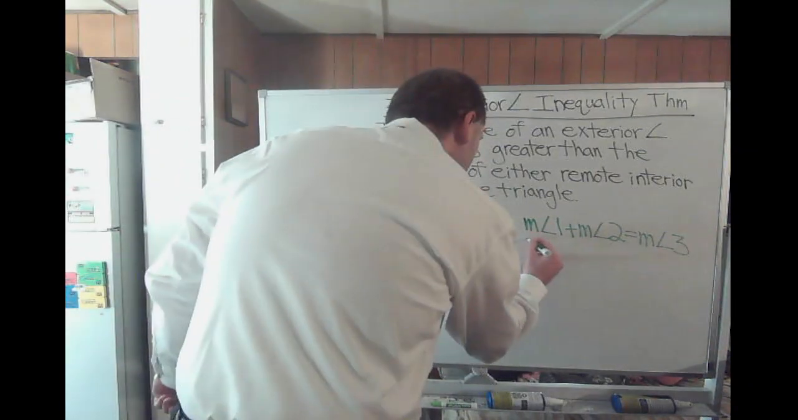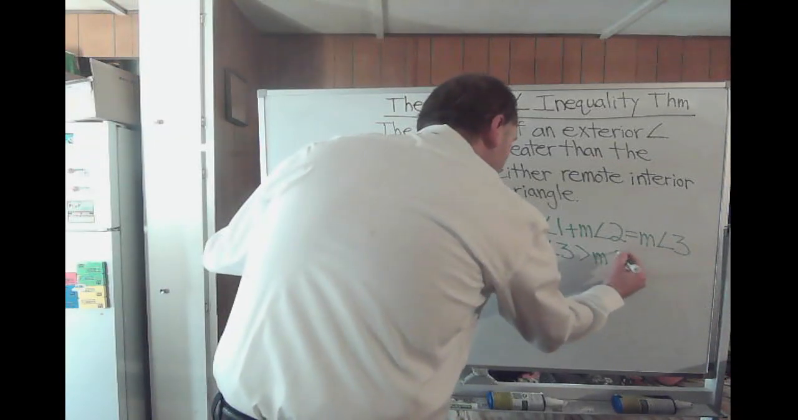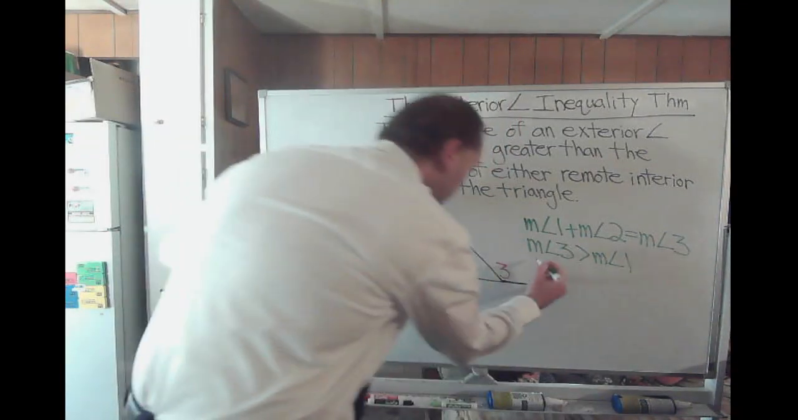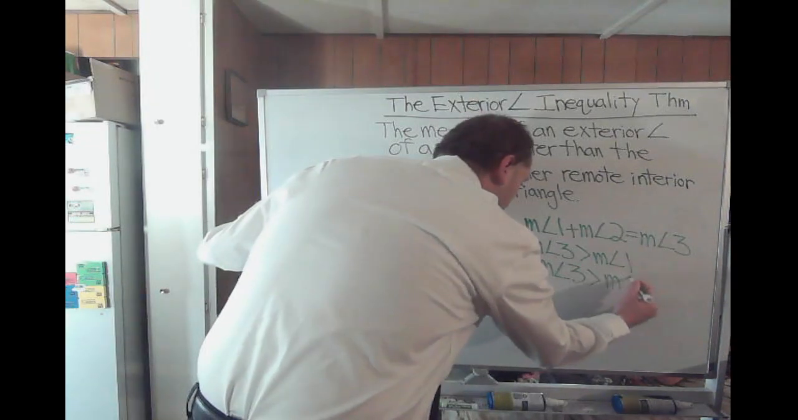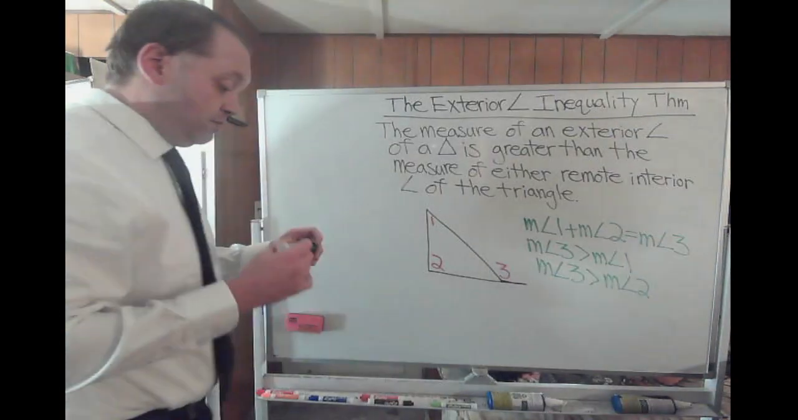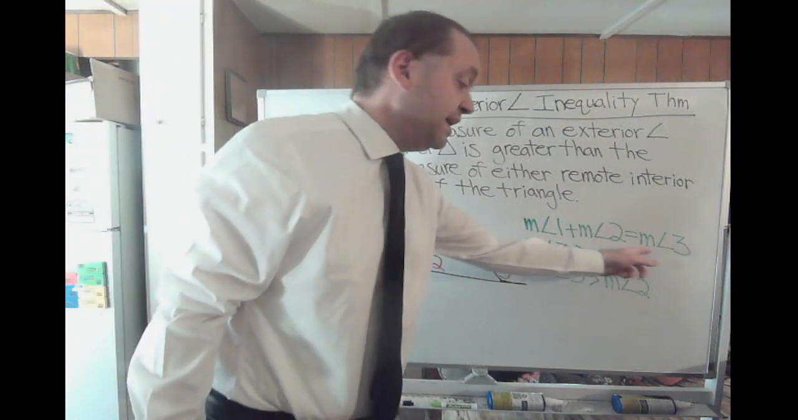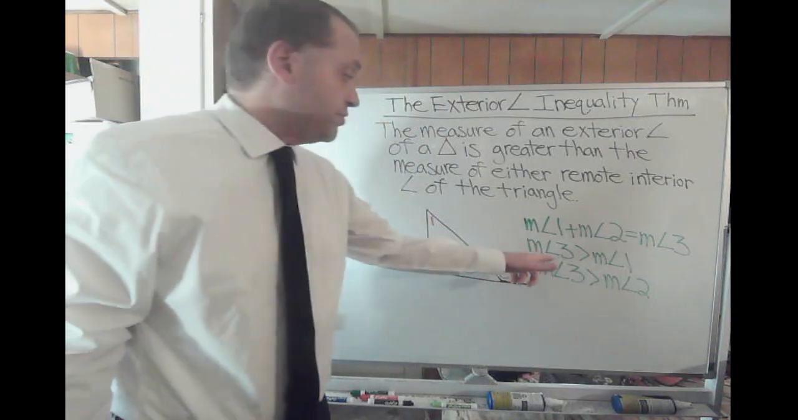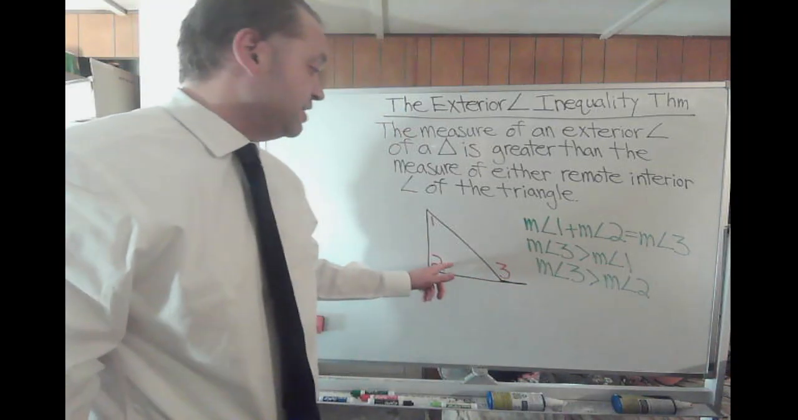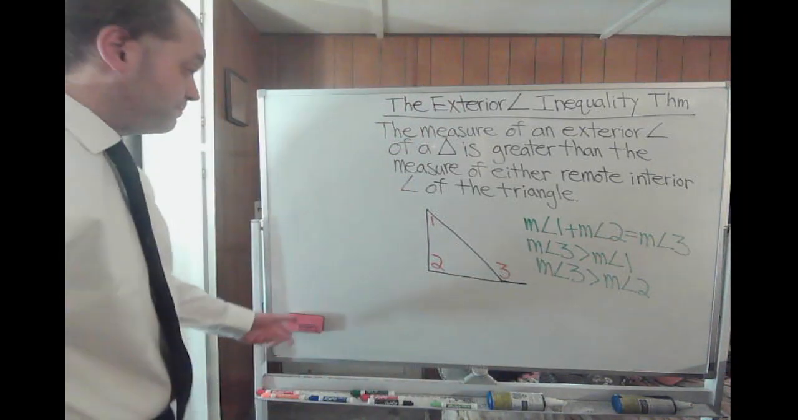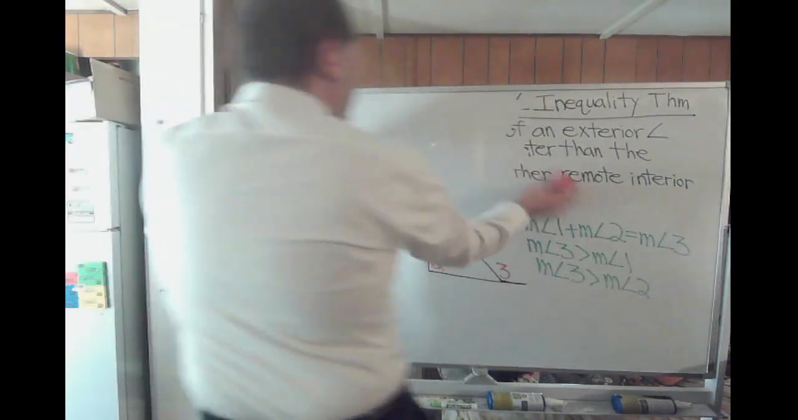But the measure of angle 3 is greater than the measure of angle 1 itself. It's also greater than the measure of angle 2 by itself. That's what this theorem would be saying in relation to this diagram. So together 1 and 2 make angle 3, but angle 3 is greater than the measure of angle 1 by itself, and the measure of angle 3 is greater than the measure of angle 2 by itself. So that's the only new theorem we're learning today.